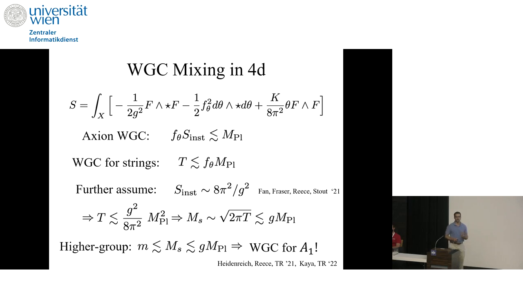And indeed, it's not an accident that just as the electric one-form symmetry for A is mixed up with the magnetic two-form symmetry for theta into a higher group symmetry, so too do the weak gravity conjectures for theta imply the electric weak gravity conjecture for A.